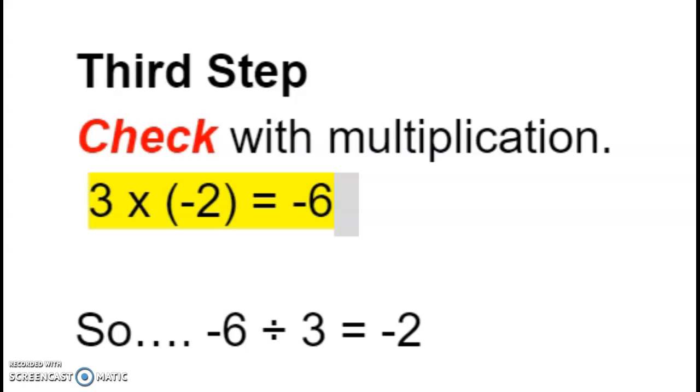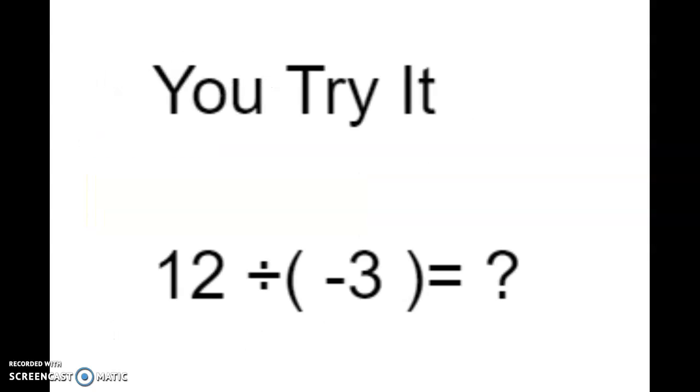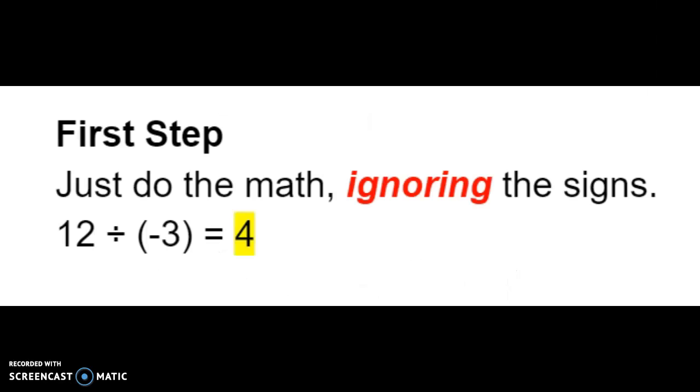Here's another one for us to try. You try it. 12 divided by negative 3 is, remember to pause the video, work the problem, and we'll go over all the steps. The first step is to just do the math and ignore the signs. As we look at this problem, we're looking at 12 divided by, let's ignore that negative sign. 12 divided by 3 gives us 4.